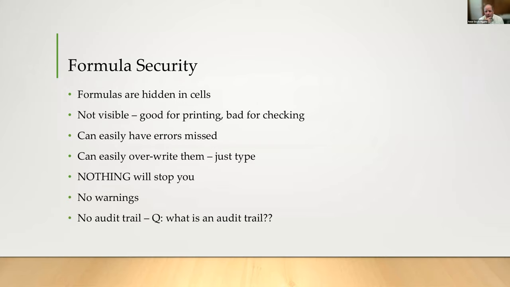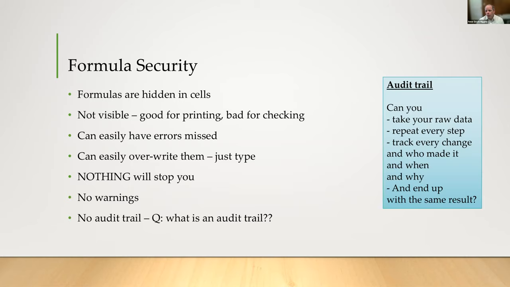Formulas are hidden in cells. They're not visible. They're good for printing, but bad for checking the formulas. You can easily have errors missed. You can easily overwrite them just by typing. You can type data over a formula. Nothing will stop you. There are no warnings and no audit trail. There's no way to track who changed this formula or why.